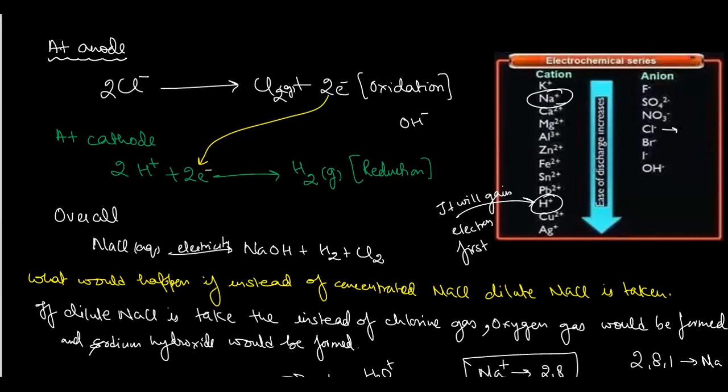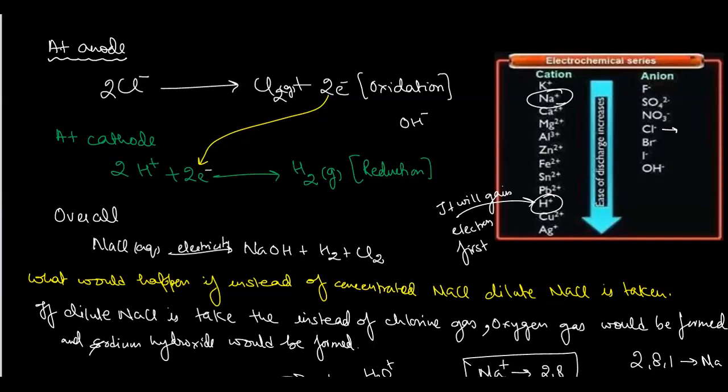If I'm talking about the chloride ion, it is also donating electrons. Cl minus is also donating the electron. The top one can easily donate electrons, and the lower one can easily gain electrons. So between Cl minus and OH minus, which one can easily donate an electron? Here Cl minus can easily donate electrons.